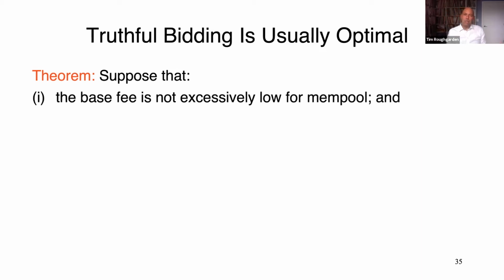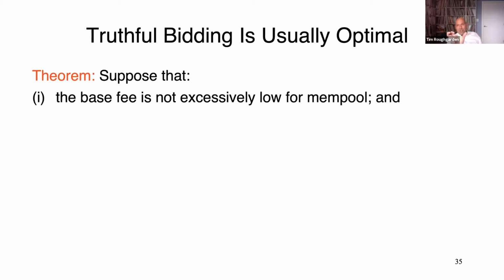So the first assumption we need is that the base fee has to have some semblance to the market clearing price, okay? It cannot be excessively low. What I mean by excessively low, precisely, is that demand at that reserve price is not just bigger than the target of 15 million gas, but even bigger than 2x the target. It's even bigger than the maximum block size, which is now 30 million gas, okay? So that's a base fee that's way too low, okay?